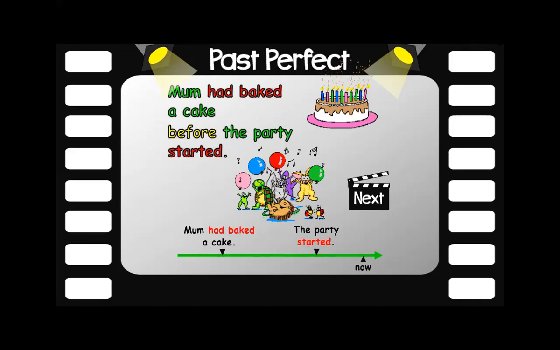So we use the past perfect in the first action. And in the second action, we use the past simple. Okay? And we use before here. Mom had baked a cake before the party started. So the first action here, baked, I use the past perfect, had baked.